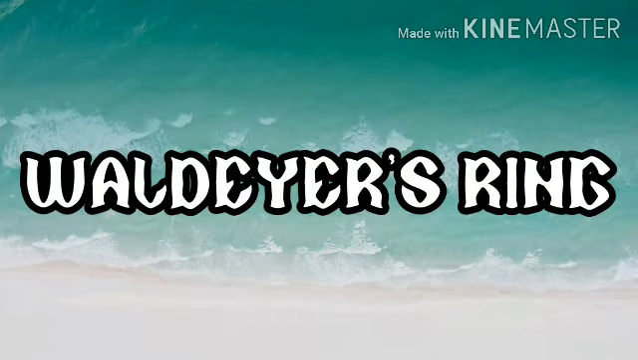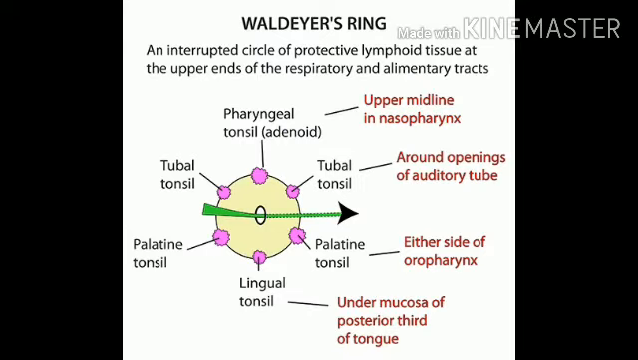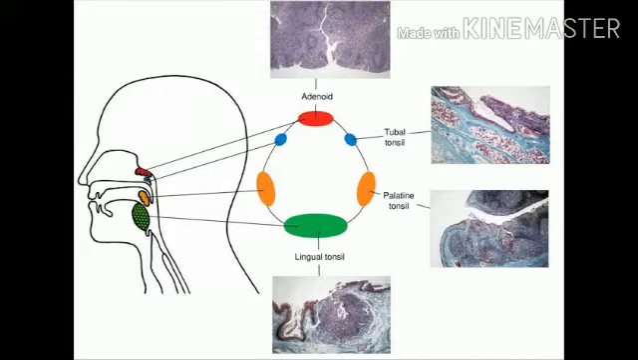Next, we are going to discuss Waldeyer's ring. This is a ring composed of MALT, mucosa-associated lymphatic tissue, at the beginning of the food and air passage. Waldeyer's ring is formed by the pharyngeal tonsils, tubal tonsils, palatine tonsils, and lingual tonsils. They also produce B and T lymphocytes for local defense. They also produce lymphocytes to send to other lymph nodes.